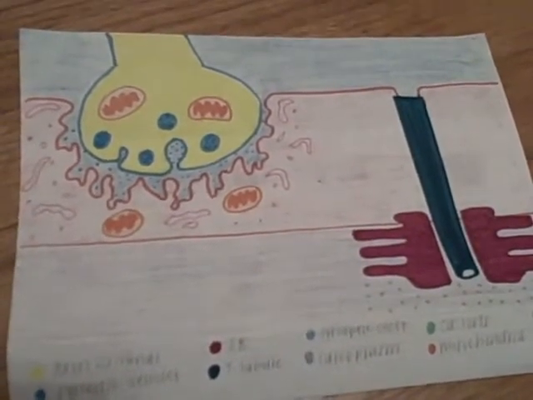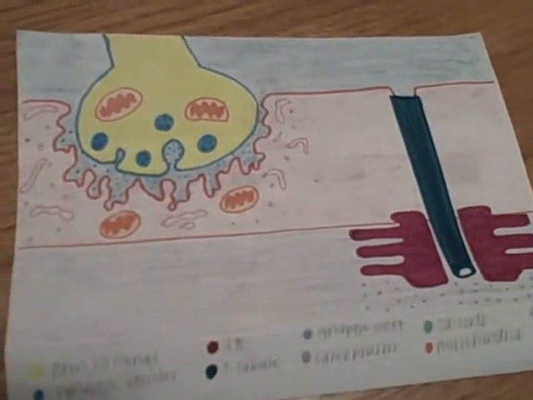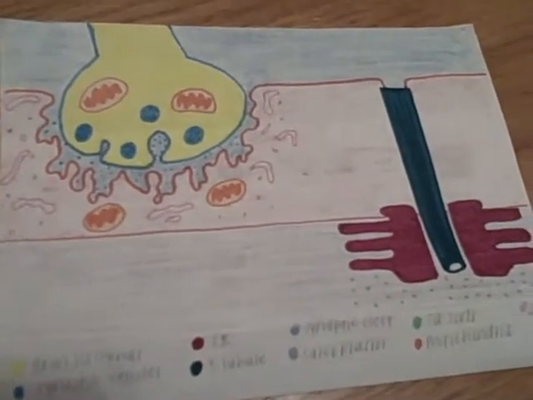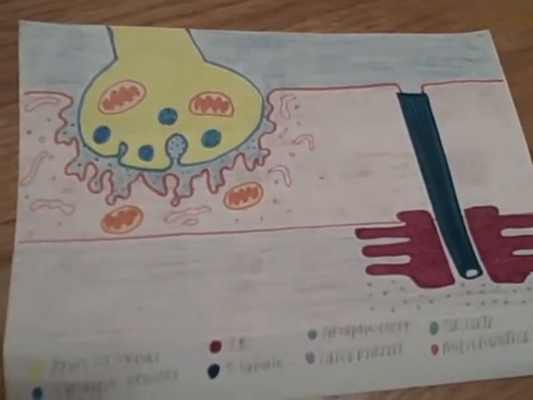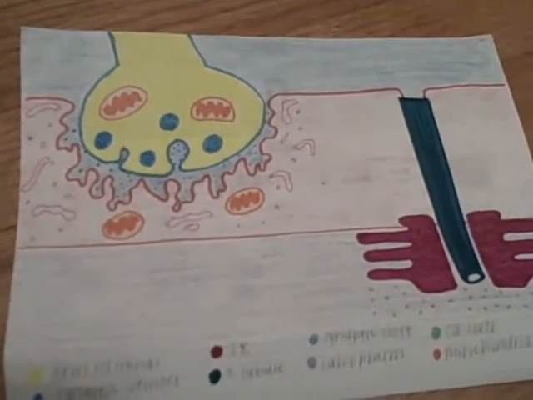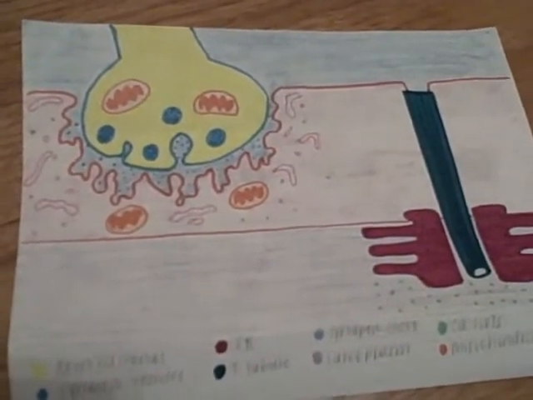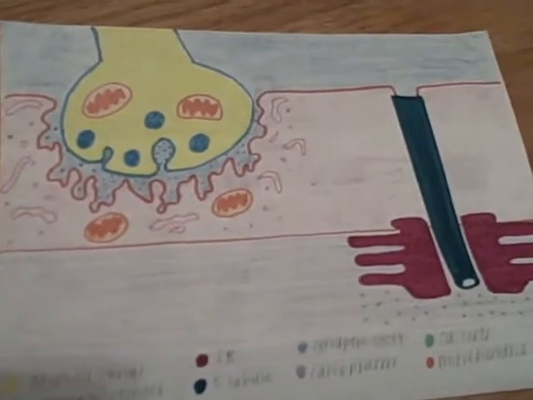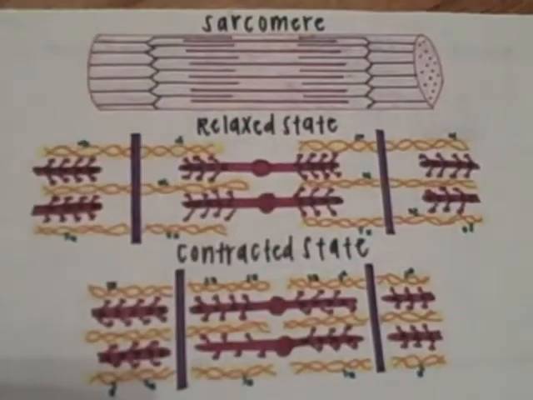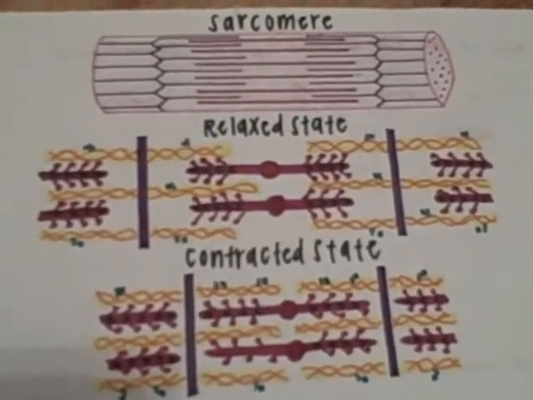Tropomyosin moves. The movement of the tropomyosin lets the myosin head contact the actin. The myosin head then swivels. The myosin head is now firmly connected to the actin, making the muscle contract. So this is what the muscle looks like in the relaxed state.